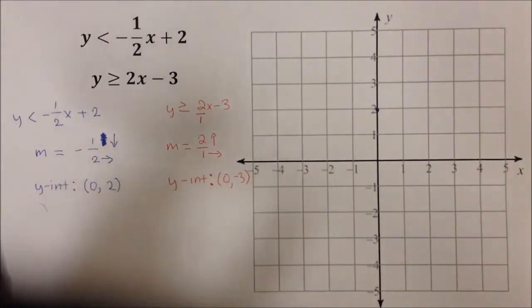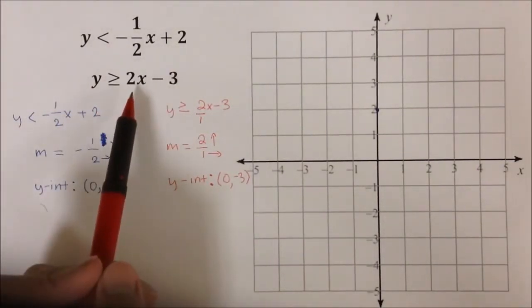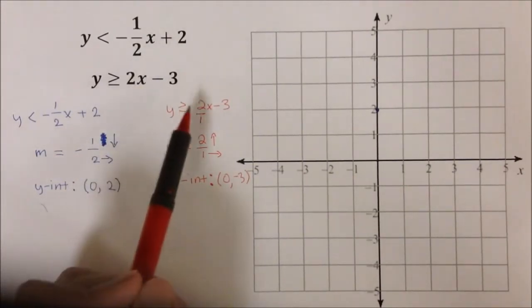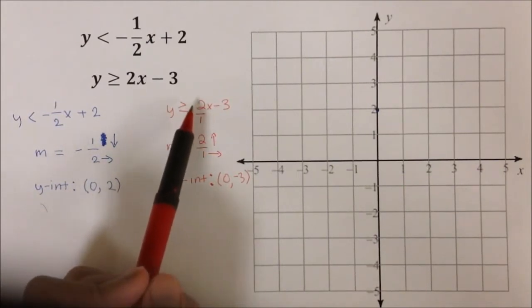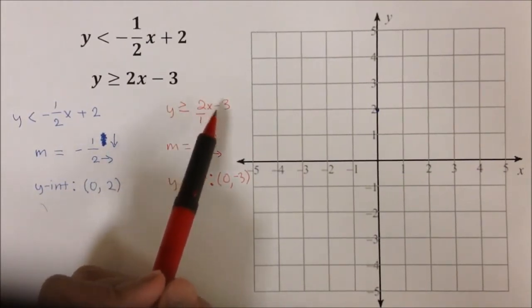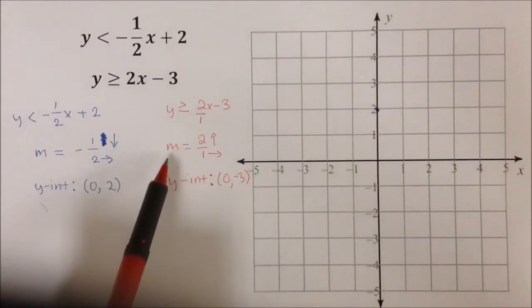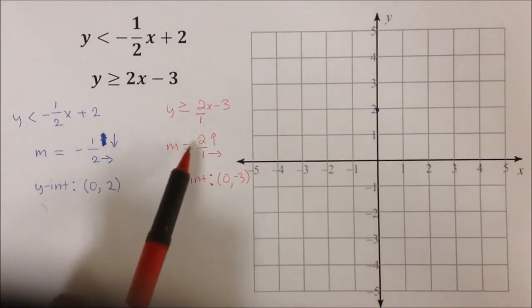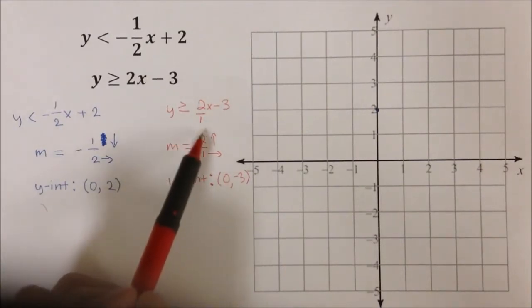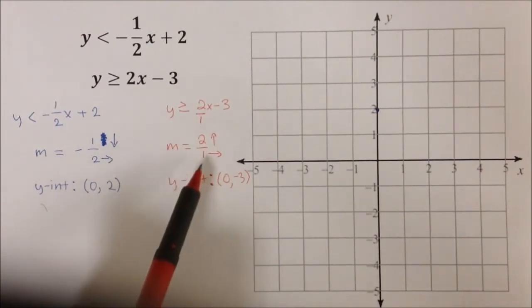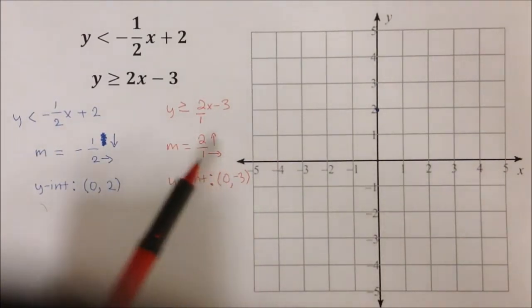Now, in our second linear inequality, it started off as a whole number. So what I did was I changed the whole number into a fraction. So it's y greater than or equal to 2 over 1 x minus 3. Next, I identified a slope which is positive 2 over 1. Since it's positive, my numerator tells me to go up 2 units, and then my denominator tells me to go right 1 unit.